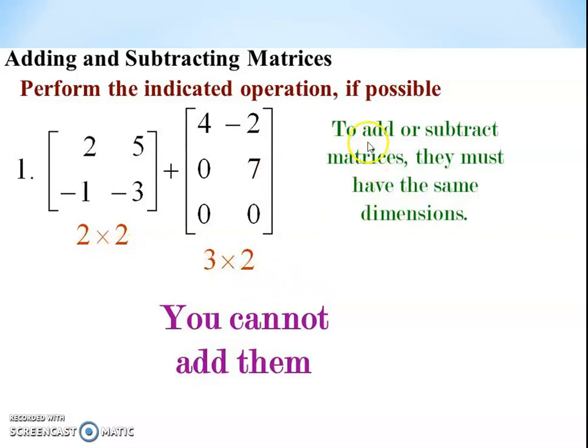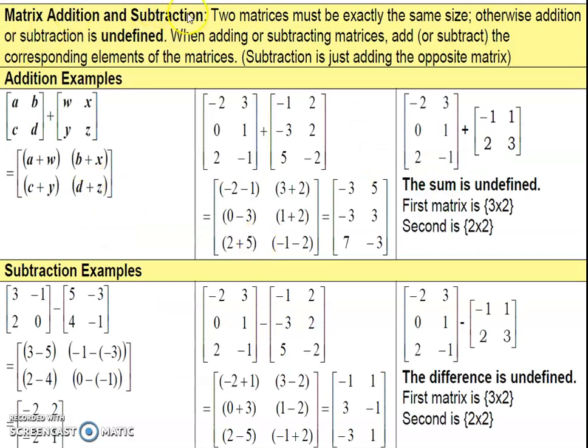Such matrices cannot be added or subtracted, because they must have the same dimension. So you cannot add them. Dimension means order also. We have to check the 2 by 2 and 3 by 2, the order of both matrices. So we can't add or subtract them. Let us confirm that addition and subtraction of any two matrices is possible only if they have the same order.